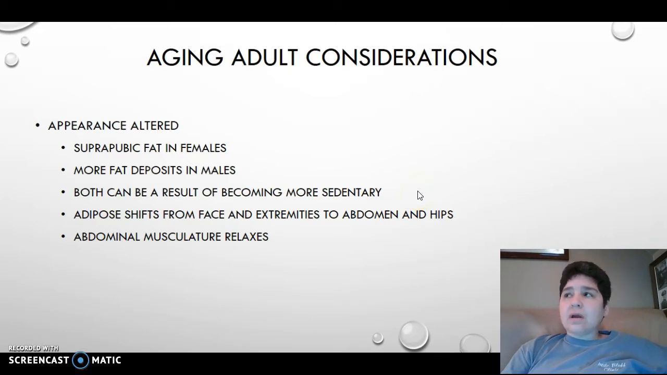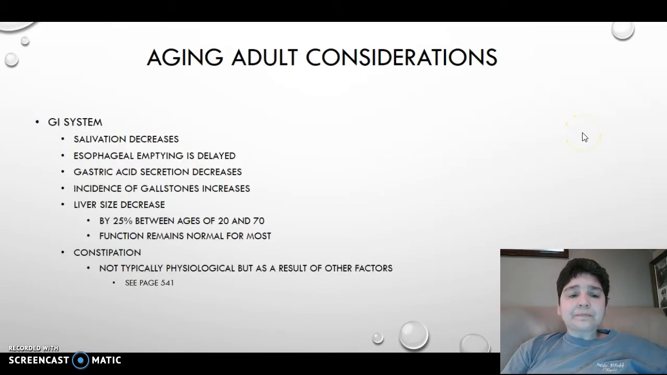Aging adults have abdominal musculature that relaxes a little bit more. So again, inability to actually do more exercise can lead to this problem.